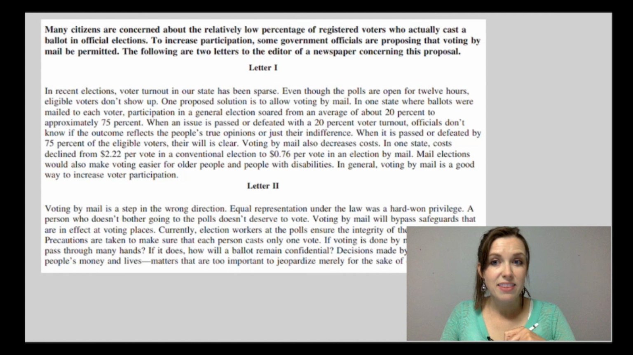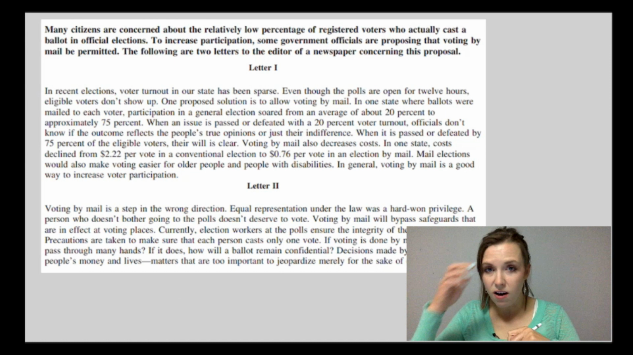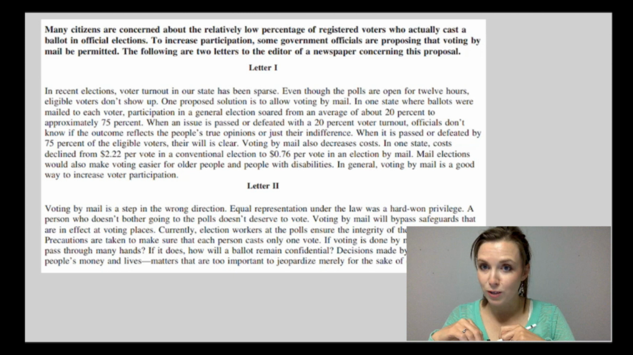Voting by mail also decreased cost. In one state, cost declined from about $2.22 per voter in a conventional election to 76 cents per vote in an election by mail. Mail elections would also make voting easier for older people and people with disabilities. In general, voting by mail is a good way to increase voter participation.